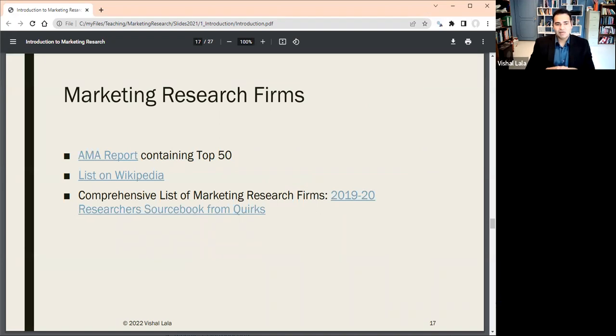You'll find a comprehensive list of research firms in Quirk's Magazine's Researchers Sourcebook, if you're interested in looking at those. And of course, there's also the AMA report for the top 50 firms. You can also locate more research firms on Wikipedia. But amongst the big names, the key ones to keep in mind are Nielsen, IQVIA, GfK, NPD Group, and so on.